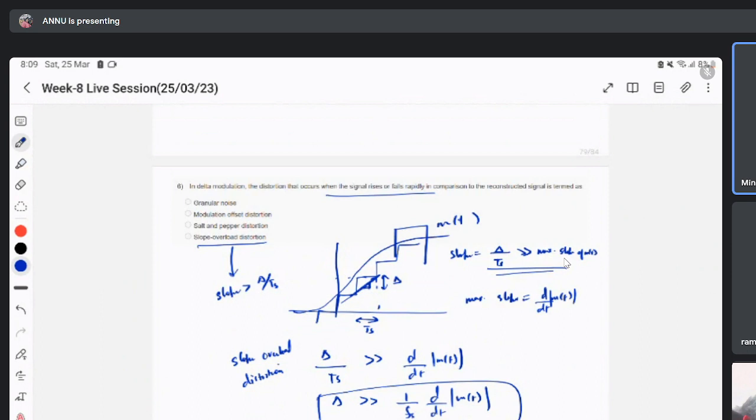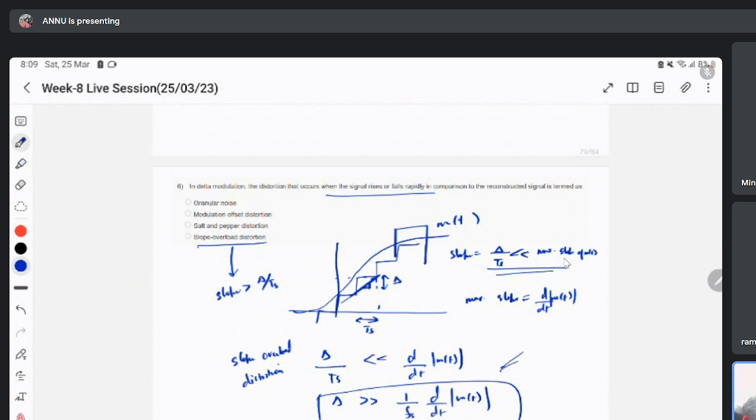But this delta should be lesser than the slope of the message signal, I think. Okay, the condition you are saying. Yes, ma'am, this inequality should be opposite. Delta should be less than or equal to this slope. Okay, sorry. The slope overload is concerned with the slope of the message signal. Yes, it should be less.